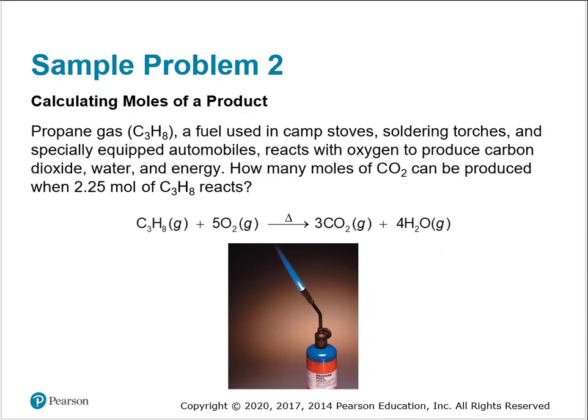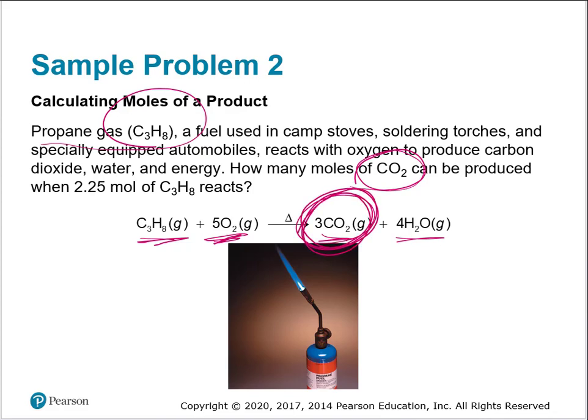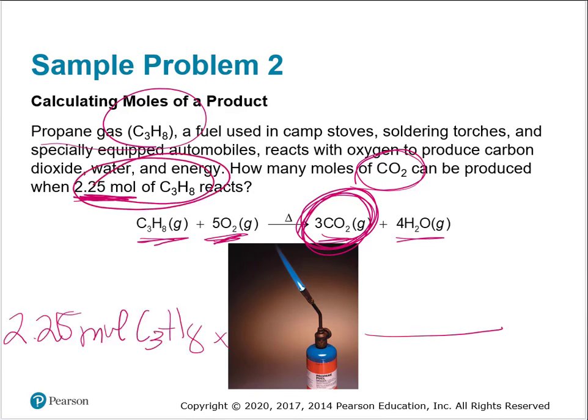Here's a sample problem where we have propane gas, C3H8. We know that it will undergo a combustion reaction, so we have plus oxygen to give us CO2 and H2O. We want to know how many moles of carbon dioxide can be produced. So we want to get to here. And we are starting with 2.25 moles of propane. I started writing this, it's a little sloppy, but here's my starting point. It's what my problem is giving me, 2.25 moles of propane.